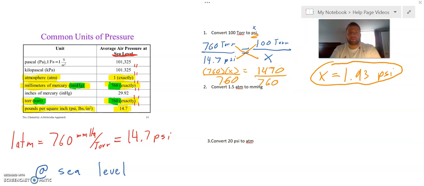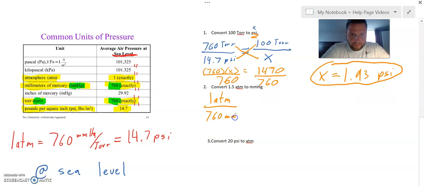Let's go ahead now and try example number 2. It says, convert 1.5 ATMs to millimeters of mercury. And remember, I want to start with the relationship I know. So I see they gave us ATMs and millimeters of mercury. So what I see here in my pressure relationship is that 1 ATM is equal to 760 millimeters of mercury. So that's what I'm going to have to start with. Here's what my first fraction is going to look like. 1 ATM divided by 760 mmHg.